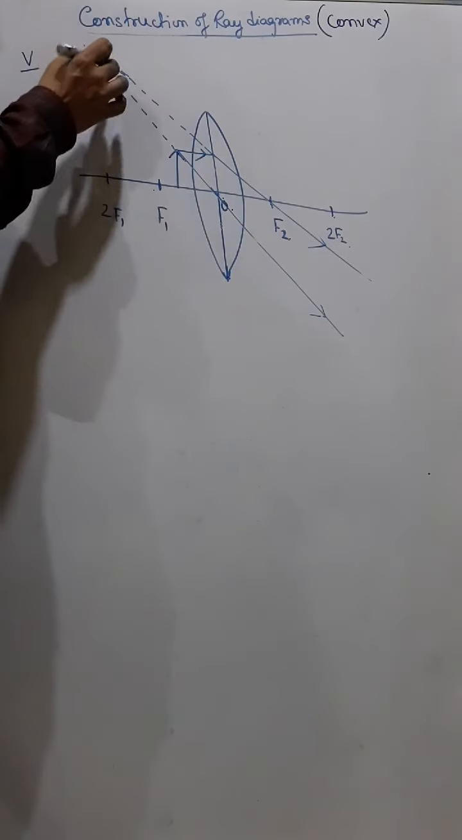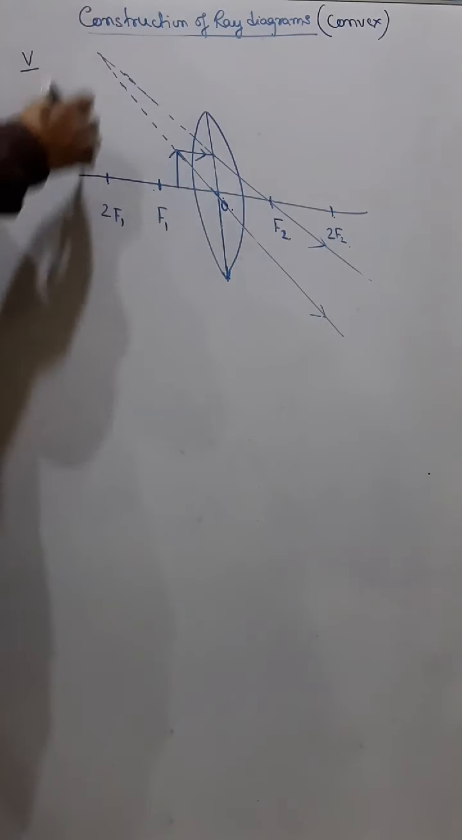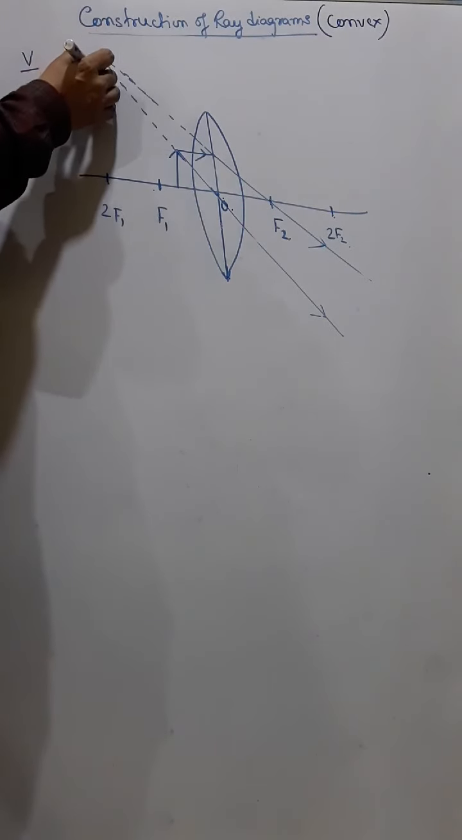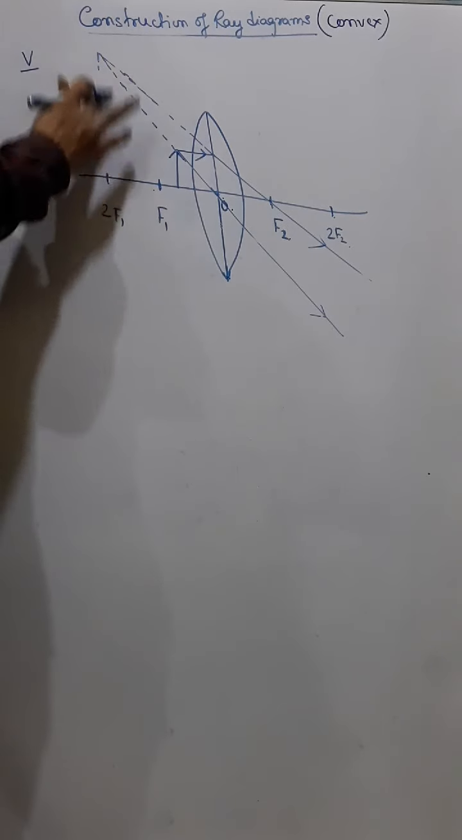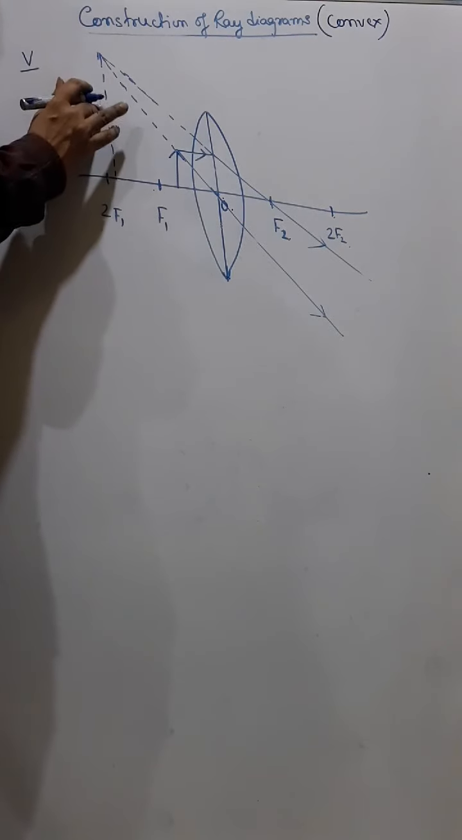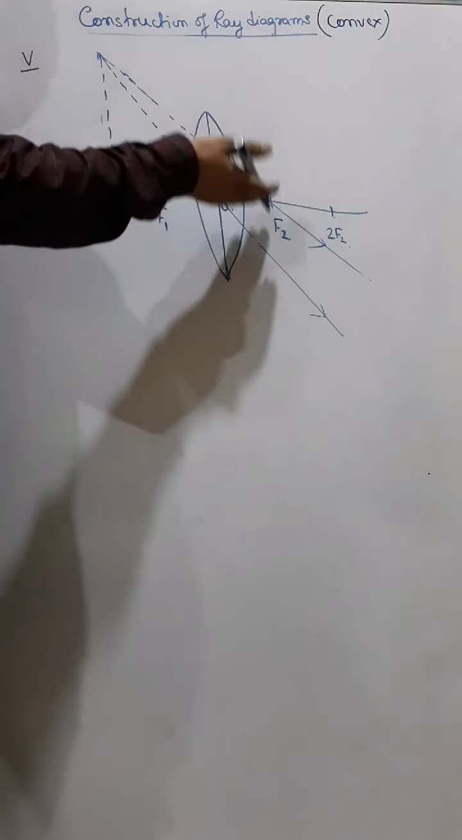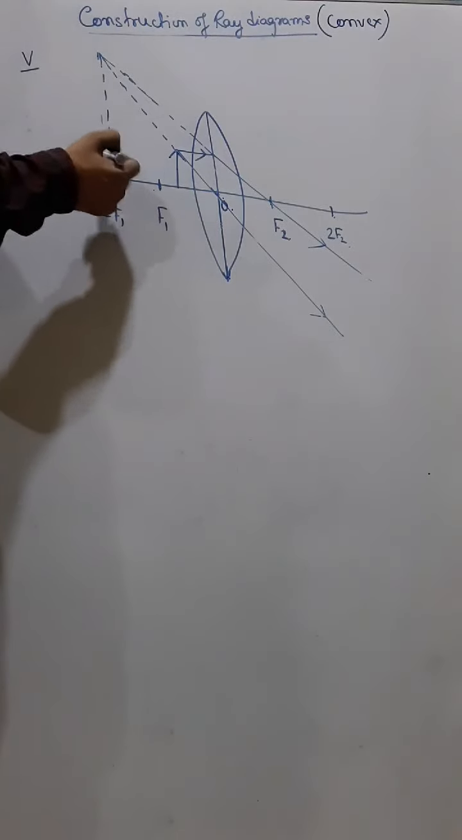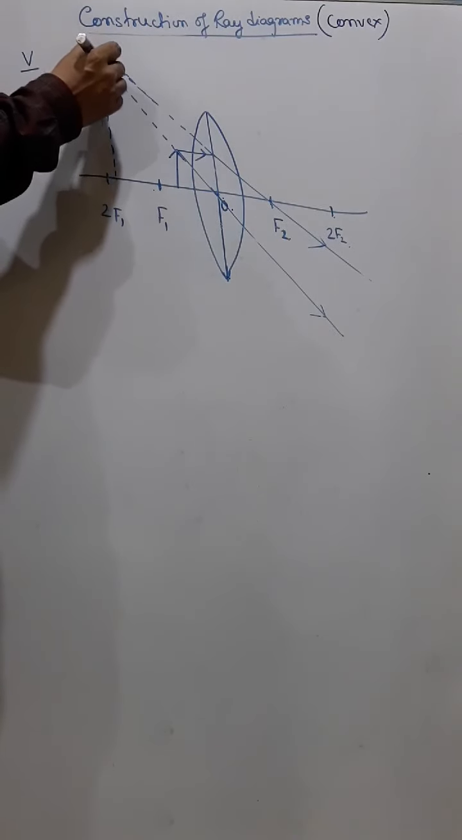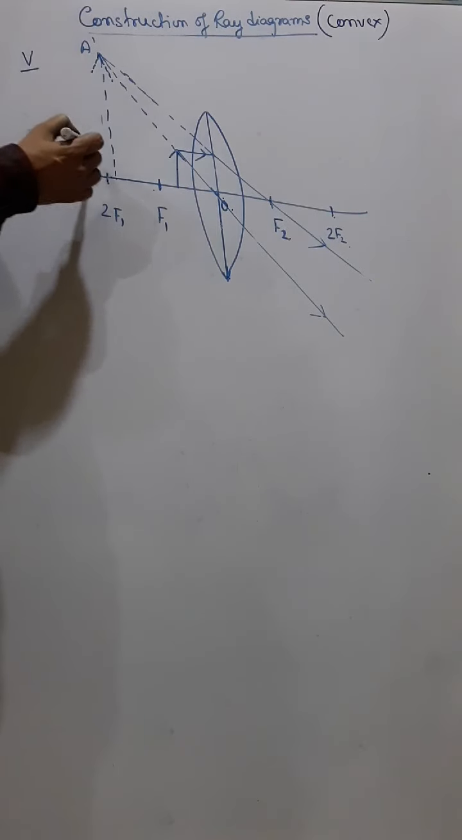Like this it will meet, and then we will draw the image. And now this is a virtual image, because I told you, if the object and image are on the other side, object on this side and image on the other side, then that is a real image. But if the object and image are on the same side, that's a virtual image. And virtual image is always dotted. Okay, so if you don't give dotted, again marks will be deducted.